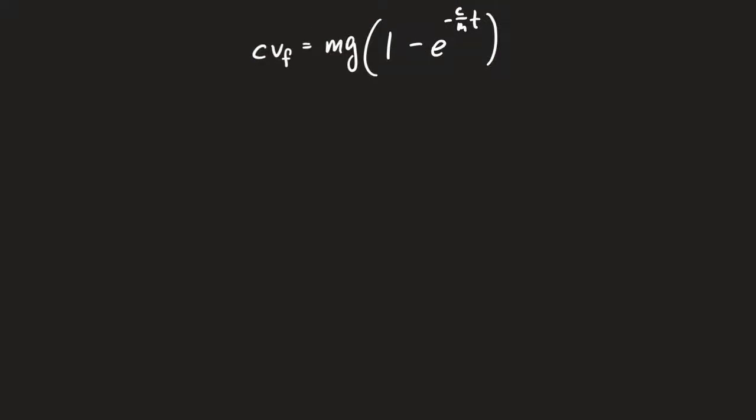All right, so only one thing left to do. VF equals mg over c times 1 minus e to the negative c over m t. All right. Did everybody arrive safe with me here?